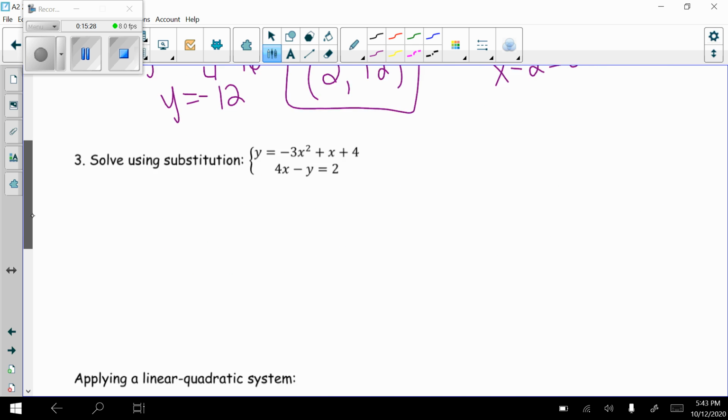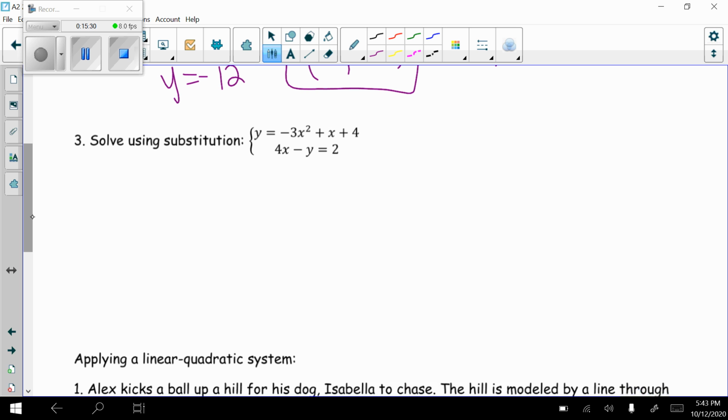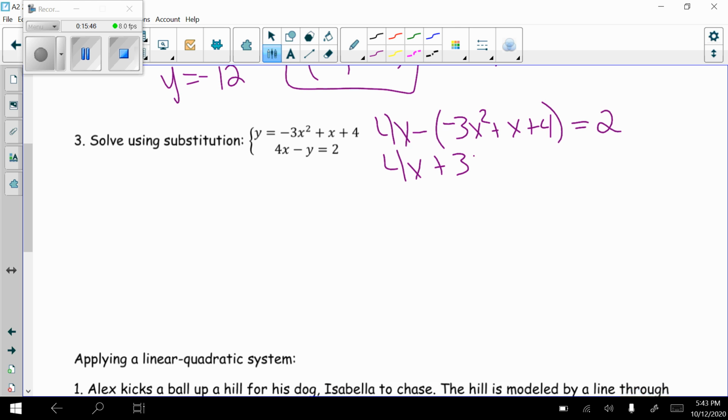Let's do another one of those, solve using substitution. So again, take the bottom equation, 4x minus, in place of y, put everything from the top, -3x squared plus x plus 4, all of that equals 2. Distribute my negative, so I get 4x plus 3x squared minus x minus 4 equals 2. Put everything on the same side of the equation and combine like terms, so I end up with 3x squared plus 3x minus 6 equals 0.